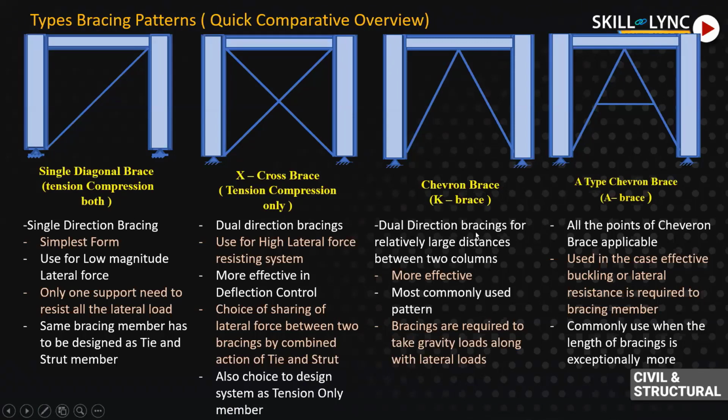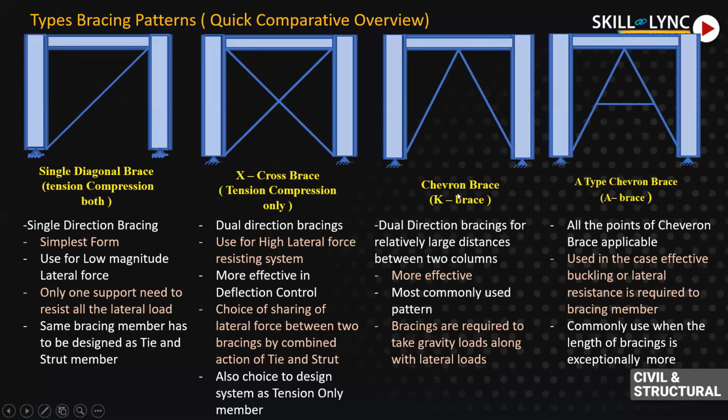Then chevron brace, dual direction bracing for a relatively large distance between two columns. When you have a very large distance between two columns, between which you are required to put the bracings, you cannot put a single member from left to right. It is not cost effective. It is not an optimized design. So in that particular case, you have to put it this way, shortening your brace length by connecting it to the center of the beam.